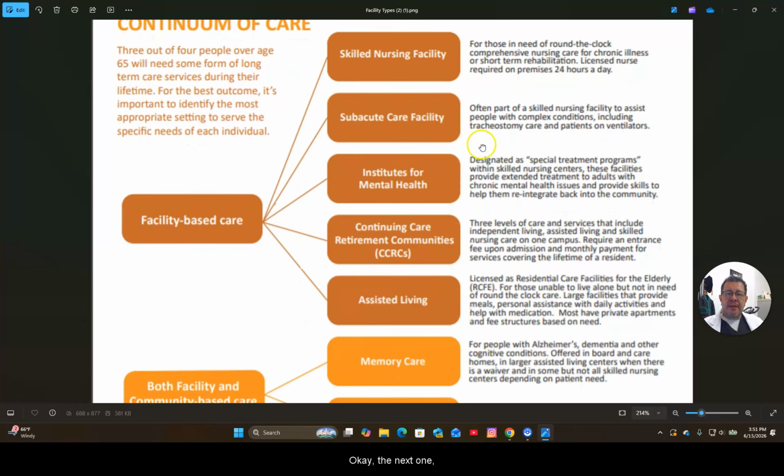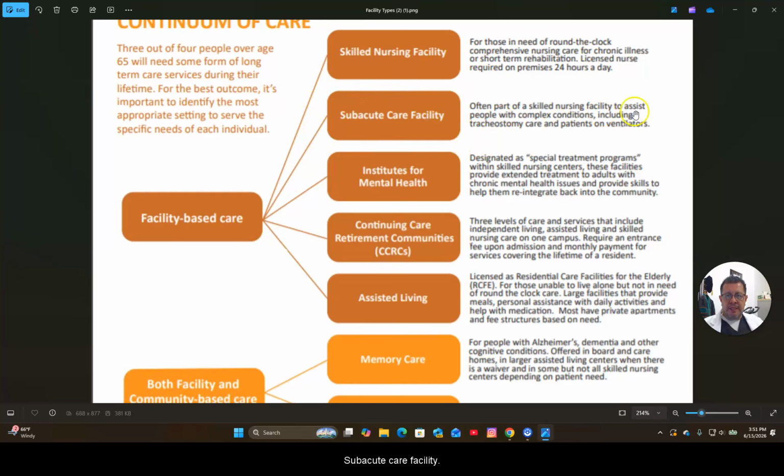The next one, subacute care facility. Subacute care facilities are essentially skilled nursing facilities, but the patients have more medical conditions. They're a lot more compromised. They cannot survive 24 hours without some sort of assistance, and that can include tracheotomies, ventilators, and so on. So that is what a subacute care facility is.